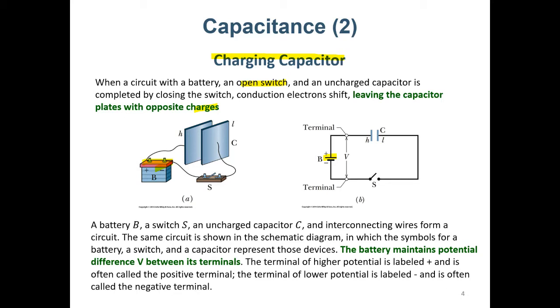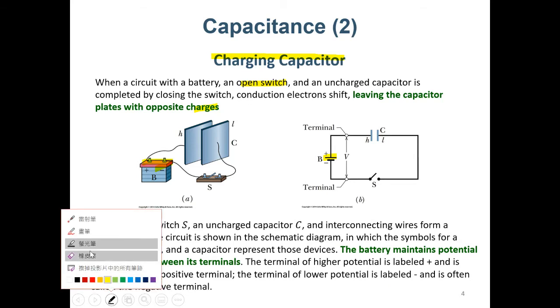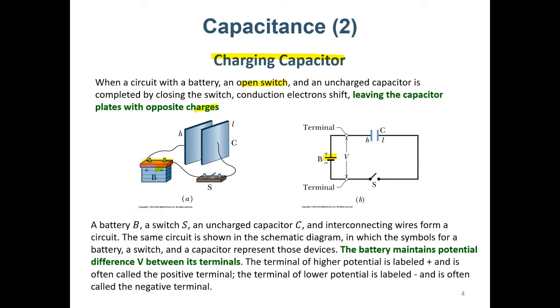So if you try to close this switch, there will be some electrons going this way, and some electrons will try to go like this. Because this is negative charge, there will be electrons going this way. So the electrons will store at the right plate, and the electrons will try to leave the left plate, so that you will feel that there is positive charge on the left plate, and negative charge on the right plate.